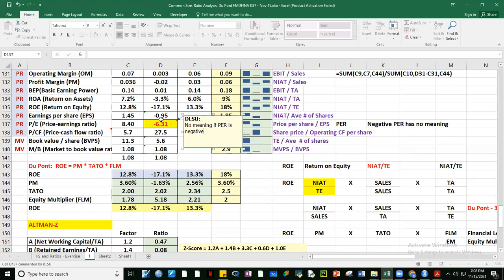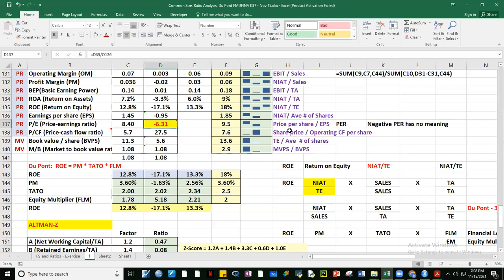Okay, kailan nagiging negative yung EPS? Pag negative yung net income after tax. Okay? So a PER that's negative, guys, has no meaning. So ito hindi natin pwedeng i-interpret. Kasi hindi naman pwedeng magkaroon ng negative na price per share, no? Okay, so we just ignore this. Kasi we cannot interpret a negative price per share. Imposible naman na maging negative yung price ng isang stock, no? Kaya naging negative kasi naging negative yung EPS niya. So we don't interpret this.